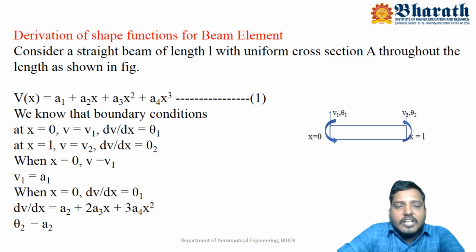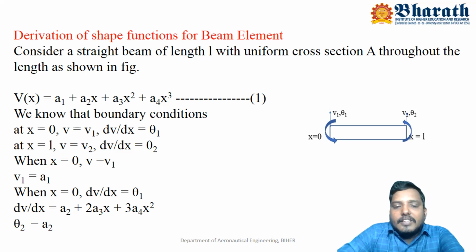What are the boundary conditions? At x equal to 0, the lateral displacement v equal to v1 as well as slope dv by dx equal to theta 1. In the same way, when x equal to L, the lateral displacement is v equal to v2 and slope dv by dx equal to theta 2. Now apply your first boundary condition, when x equal to 0, then v equal to v1 in equation number 1. We will get v1 equal to a1.